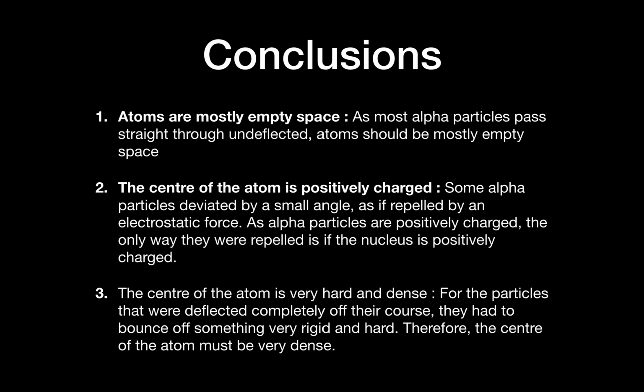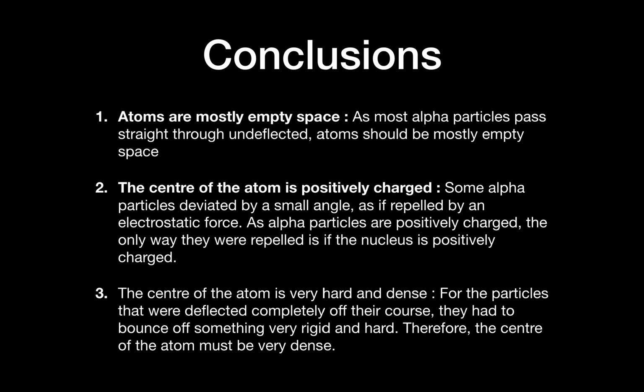Number two, the center of the atom is positively charged. I said before that alpha particles are positively charged particles. When they were deviated by a small angle, it had to be an electrostatic force that was repelling them. Only a positive charge can repel a positive charge. Therefore, the atom's center had to be positively charged for it to repel the alpha particles. Therefore, the second conclusion is that the center of the atom is positively charged.